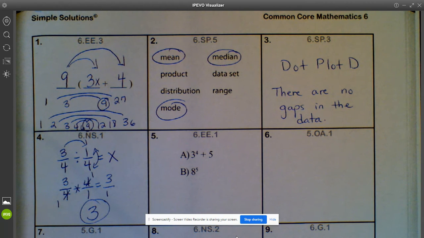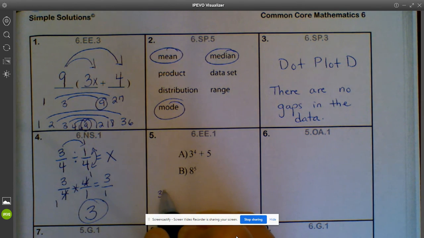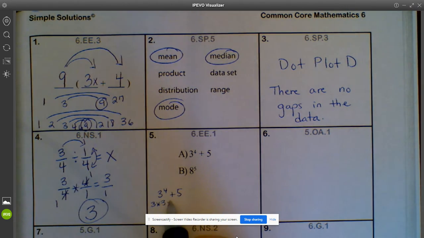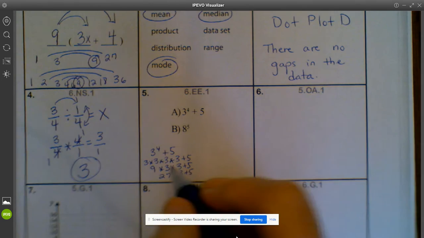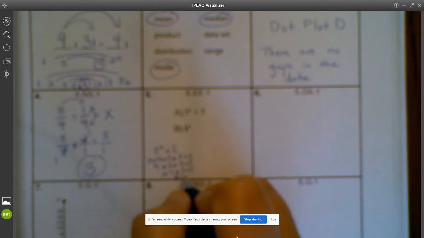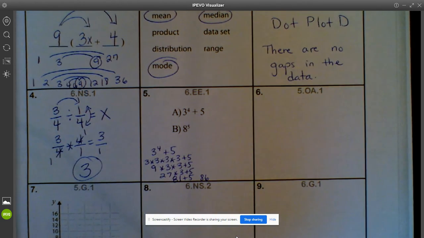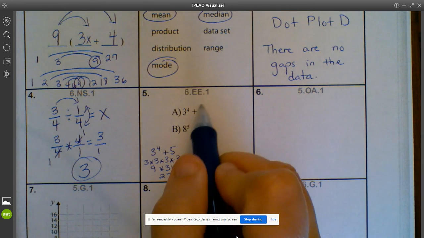Okay, and then our last problem, which expression has a value of 86? So 3 to the 4th plus 5. 3 to the 4th is really 3 times 3 times 3 times 3 plus 5. 3 times 3 is 9 times 3 times 3 plus 5. 27 times 3 plus 5. And 27 times 3 equals 81. And if we add that to 5, that's 86. So A definitely has a value of 86.